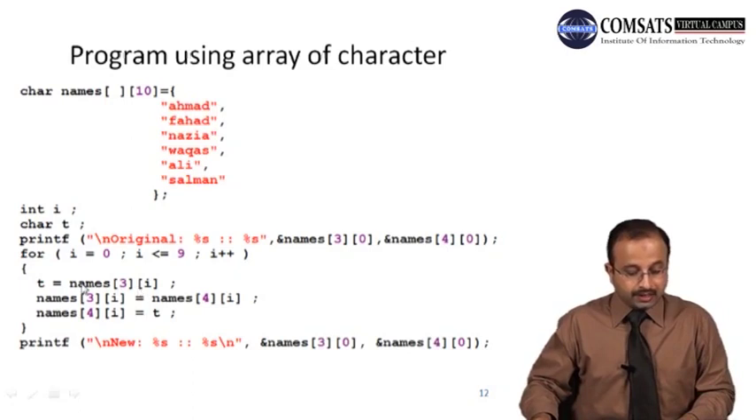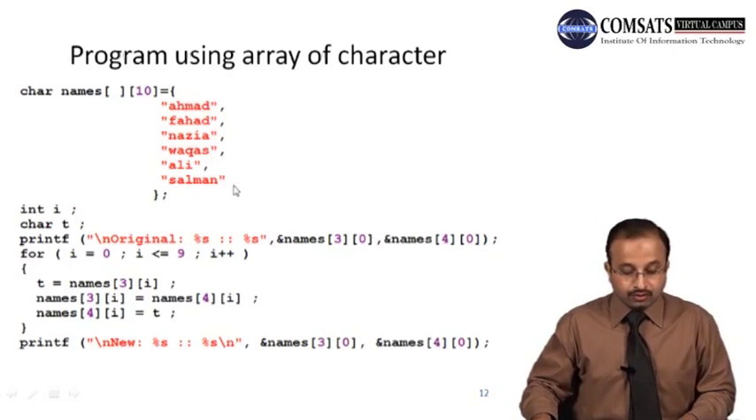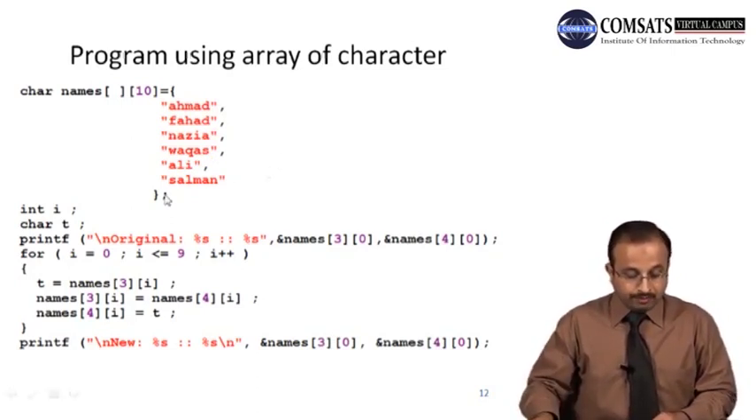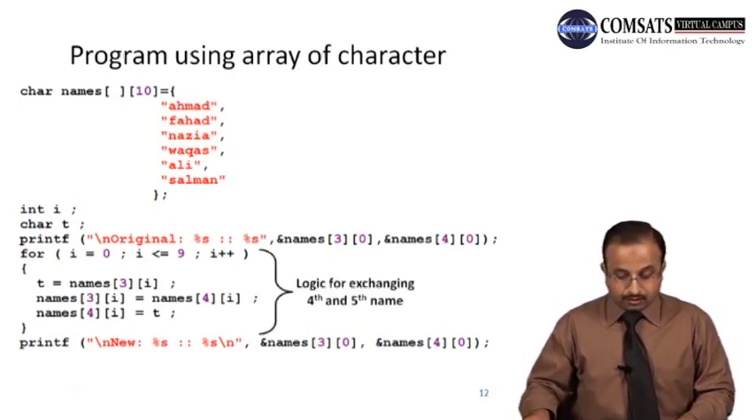So you are doing it character by character, then the value of i changes, then it comes to the second element, then third, then fourth, and then fifth, until it goes to the ninth index. Okay? Then after that when you print the names, the new names are, you see, they are both the same printf, but here it prints Ali and Waqas. So the names are swapped. So this is the logic for exchanging the fourth and fifth name. The fourth name is Waqas and the fifth name is Ali.